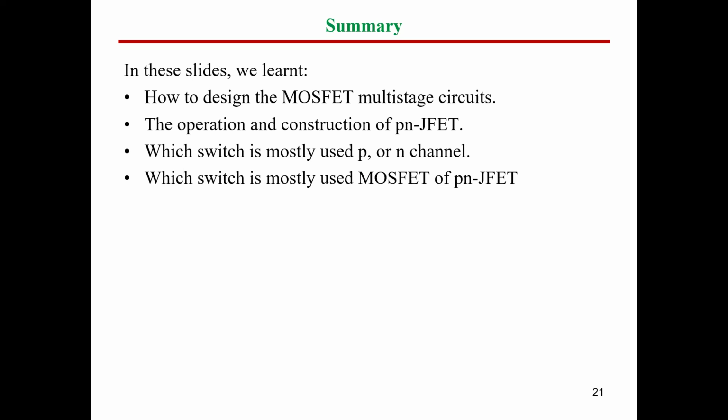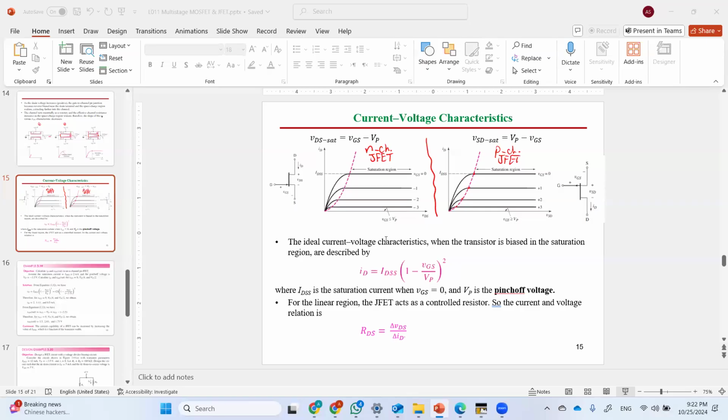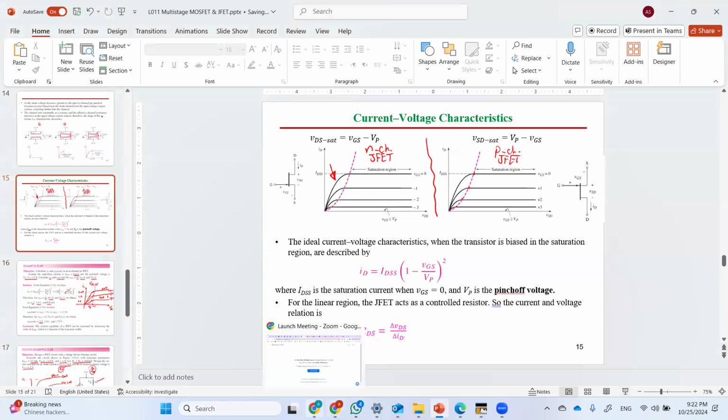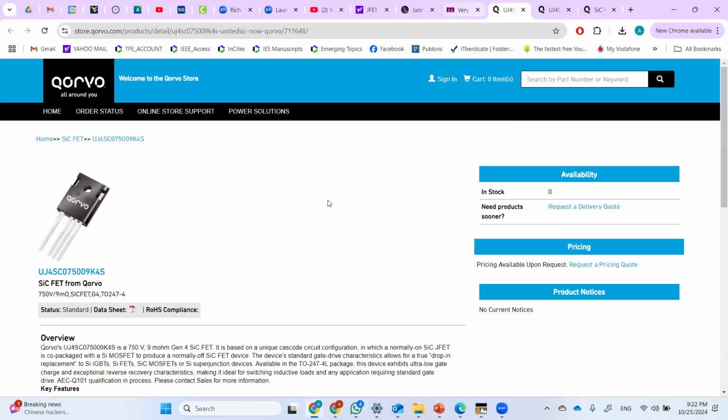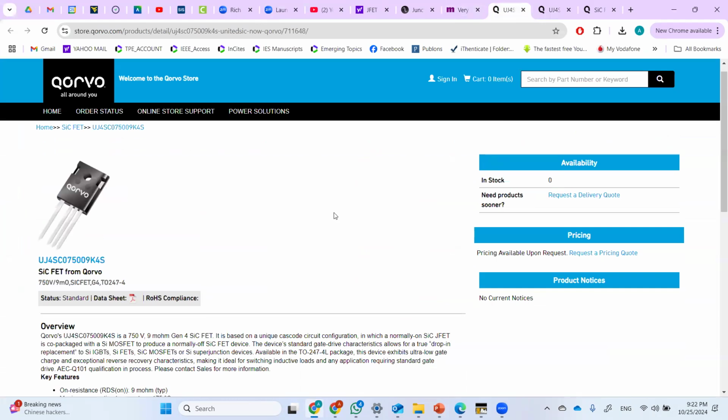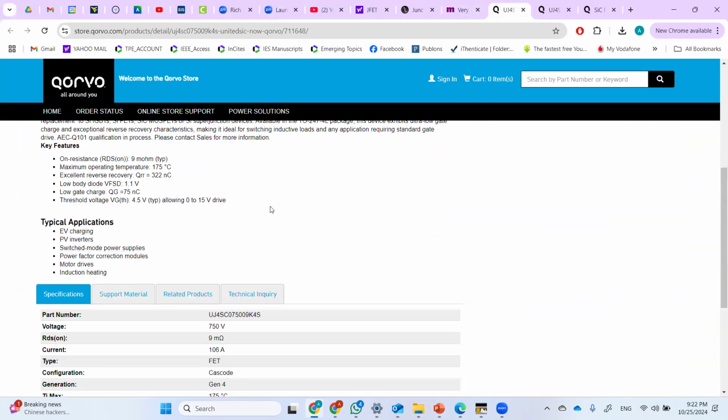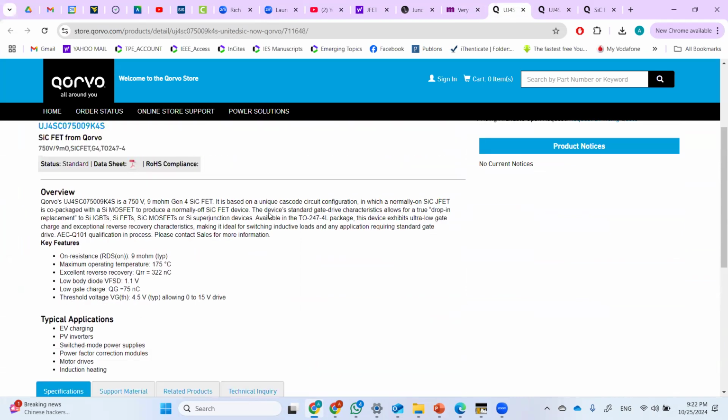And now I would like to show you some of the most recent technologies of JFET in the market. So let's see this together now, guys. There is a company called Qorvo. I'm working closely with this company and some of their products. So it's not released to the market yet.